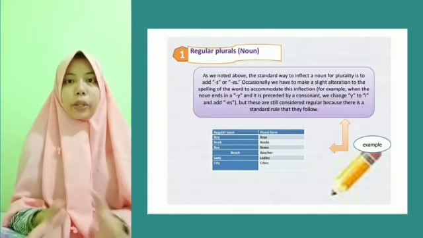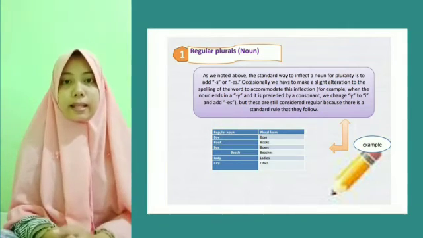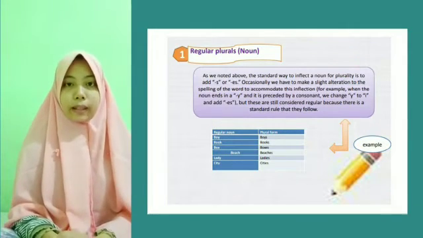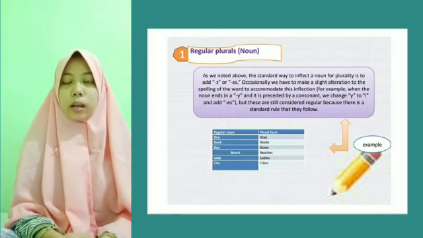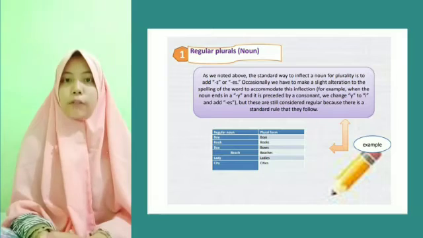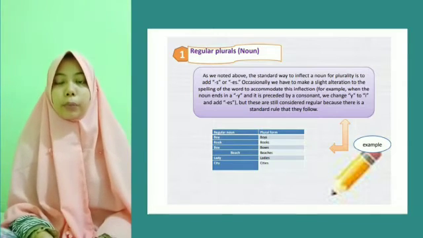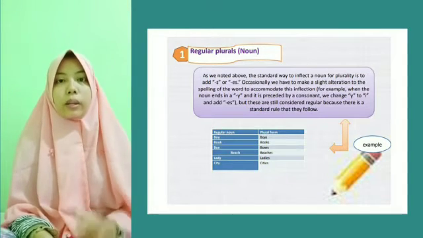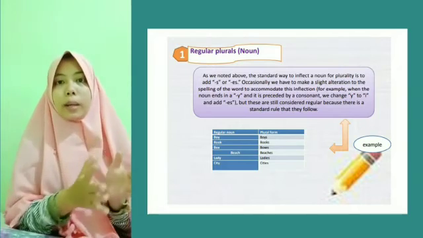Next, it's about irregular inflections. There are many instances in which the way a word is inflected doesn't seem to follow any rules or conventions at all. So there are some kinds of irregular inflections. First, it's about irregular plural. It's about nouns, such as the word woman becomes women.